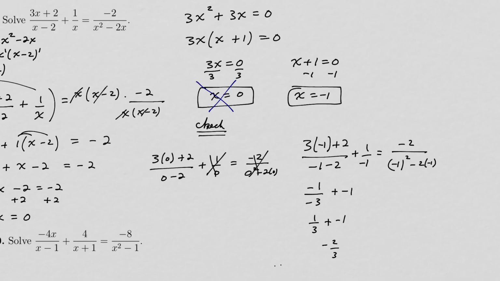And then on the other side, I'll put a question mark here. I have a negative 2 in the numerator, and then negative 1 squared is 1, and then negative 2 times negative 1 is positive 2, so that's also 3. Yep, so in this case, I get negative 2/3 equals negative 2/3. That checks. So this is a solution. So in fact, it's the only solution in this case, x equals negative 1. We eliminated the other one.